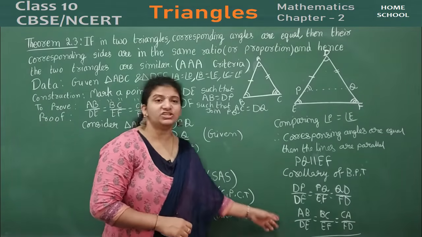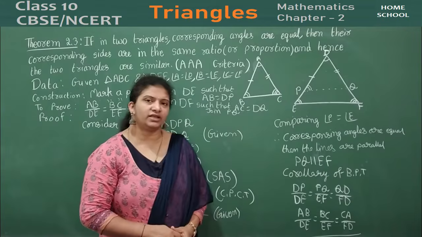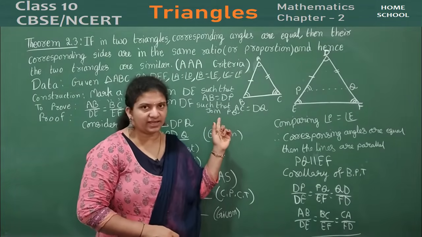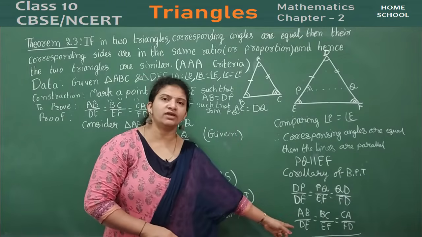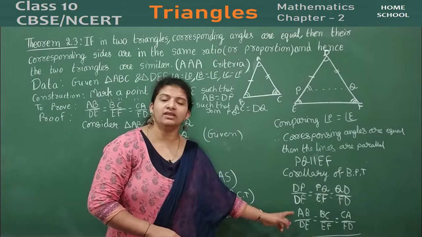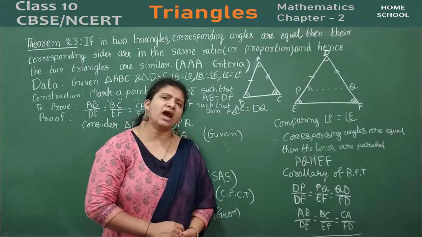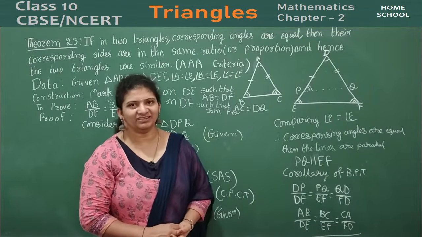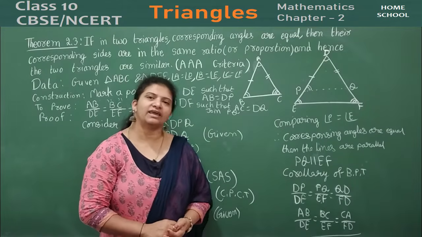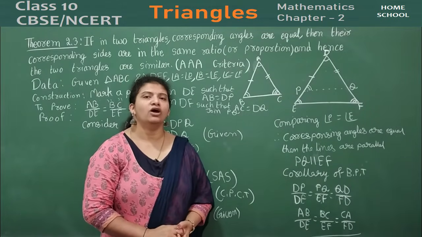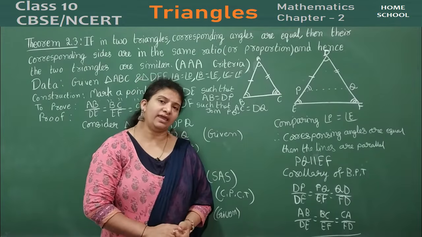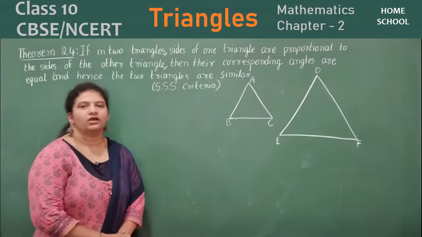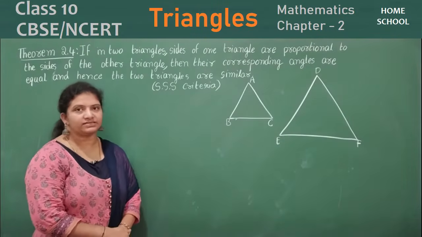Look here, corresponding angles are equal, given. Therefore, what can you say? Ratios are in proportion. If they are in proportion, therefore the two triangles are similar. This is your angle similarity criteria or AAA similarity criteria. Both come under the same. Okay, now let's see the next theorem, children.